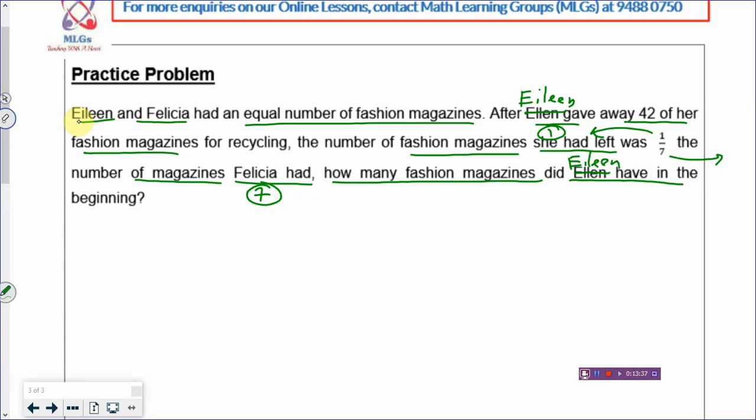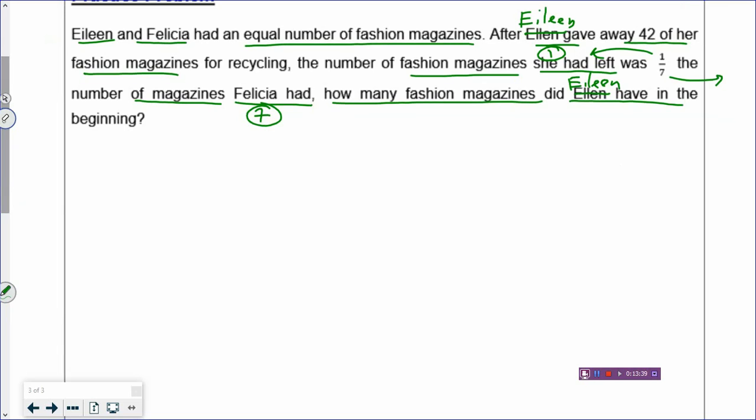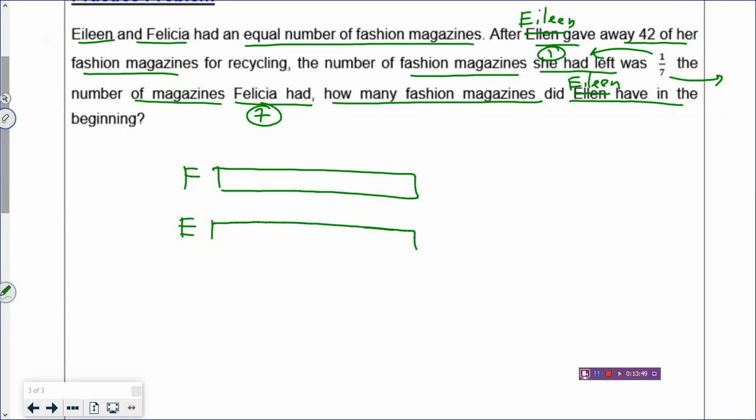So how do we draw? Again, draw out the first sentence. Felicia and Eileen have an equal number of magazines. So this is your before model. Now, Eileen gave away 42 of her magazines. So you cut. How do you want to cut? Let's cut 42 here. Now where's the leftover? Eileen has less now. Felicia, no change. Still the same rectangle.